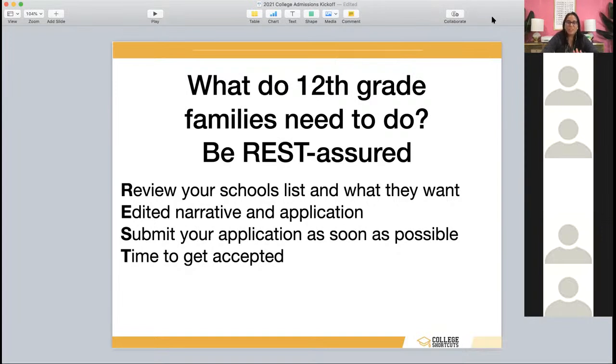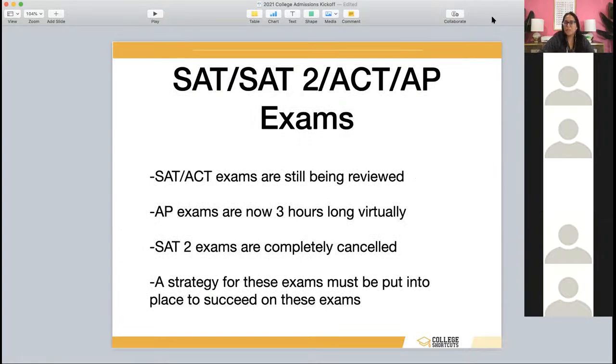We had so many students that were accepted into their dream schools. We had kids making upwards of 30,000 in scholarships to 180,000 in scholarships. I mean, it was an amazing year last year from an admission standpoint of what we were able to get done. Now let's talk about these exams.